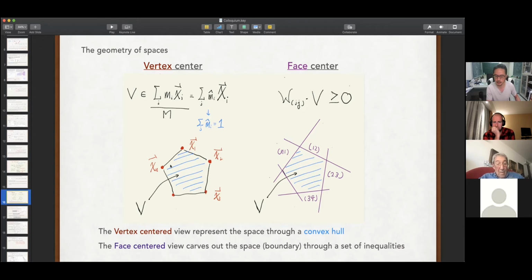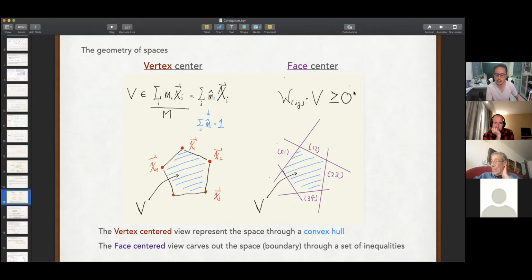And in a nutshell, this is just like the center of mass. If you have a bunch of particles here, you ask in what region the center of mass can lie, and that gives you this polygon region. So from the vertex-centered point of view, this space is represented through the convex hull. On the other hand, you can consider slicing this region by boundaries. Here this is two dimensions, so you have a bunch of lines, and you're considering the region where each line is sitting on a particular side. That means you're carving out this space by a bunch of hyperplanes, through a series of inequalities.